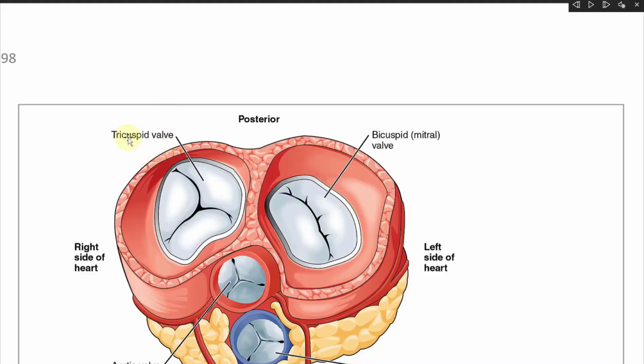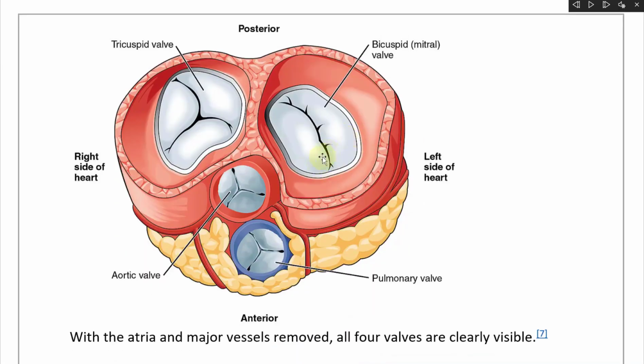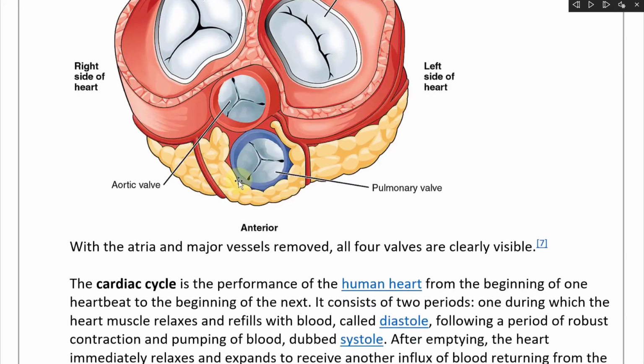Yeah, I just paused the video to Google it. It's a tricuspid valve. That's in the right atrium, the right side of the heart. The left side is the bicuspid mitral valve over there. Posterior is the back, and anterior is the front. So look at it. Very, very fascinating.